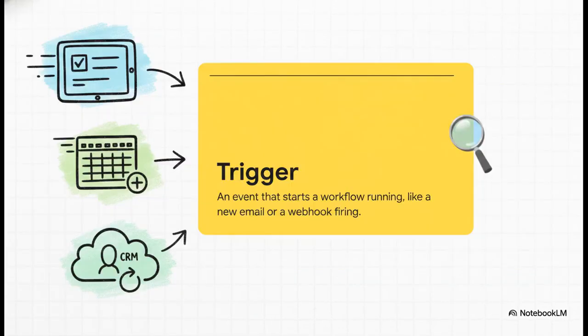It all kicks off with the trigger. This is the spark. Something happens out there in the real world to get things going. Maybe a form gets submitted, a new row pops into a spreadsheet, or a hot new lead drops into your CRM. Every single platform out there has a dedicated list of these triggers that it's constantly listening for.